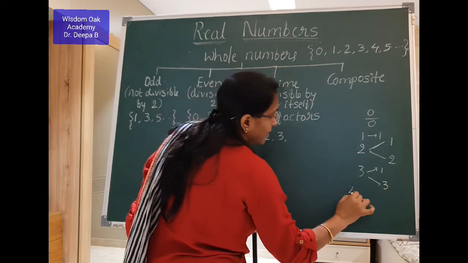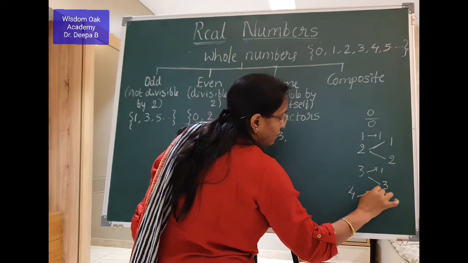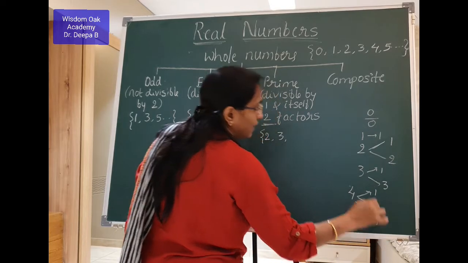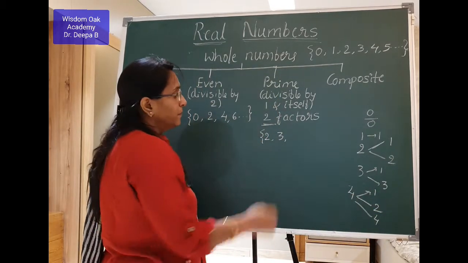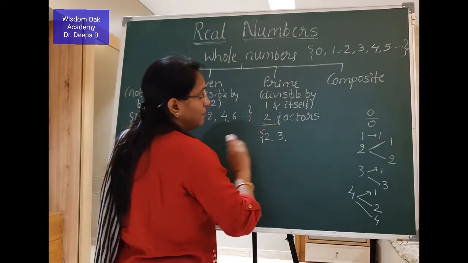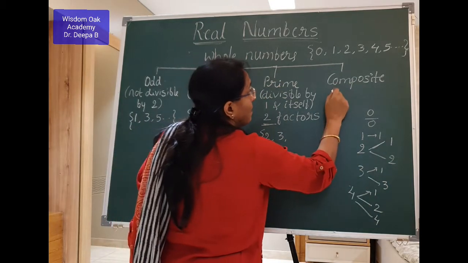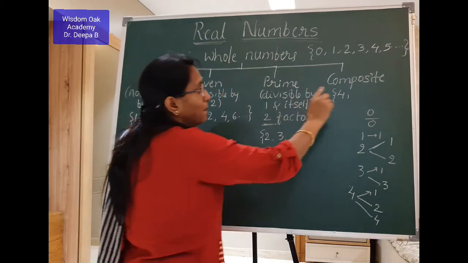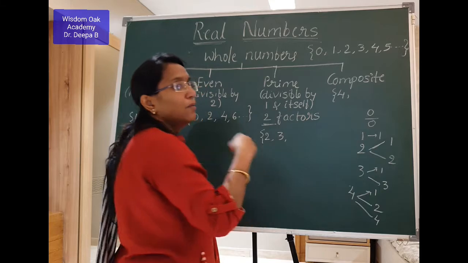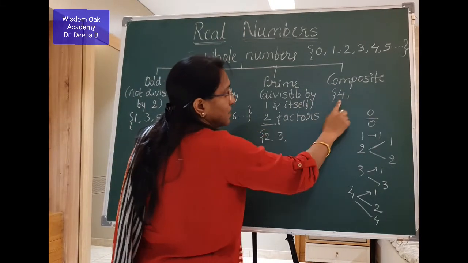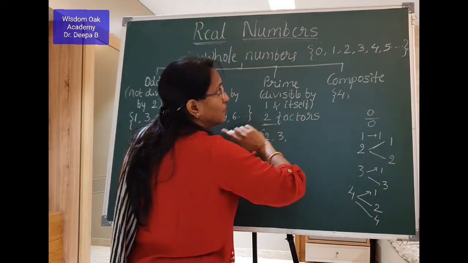Next, 4 is there. What are the factors of 4? 1, 2 and 4. So it has 3 factors, meaning more than 2. Then it is not a prime number. It is a composite number. Composite number means it should have more than 2 factors. Then it is called a composite number. So 4 is a composite number.